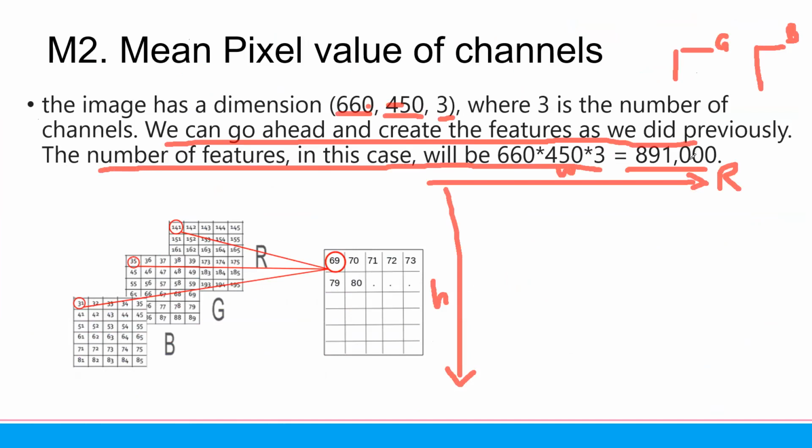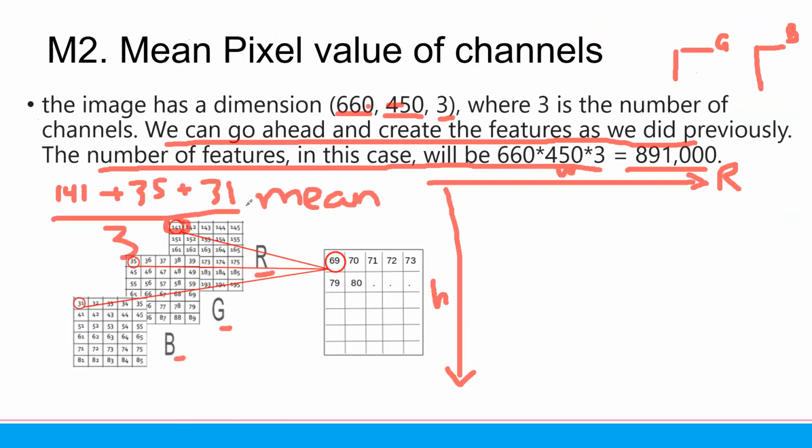Or we can take the mean. What does it mean by mean? The mean will be this number: 101 plus 35 plus 31. So the combination of R, G, and blue will be divided by 3. We will put it into this cell. So we call this the mean pixel values.